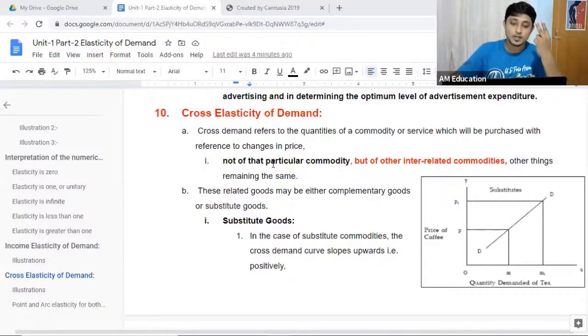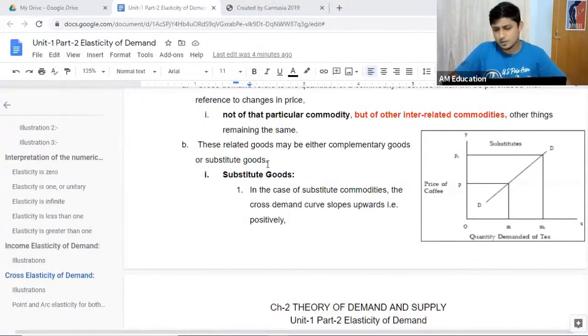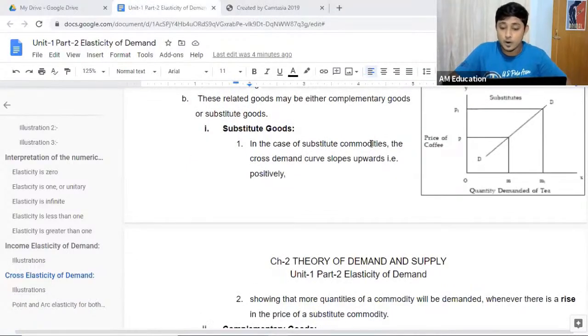And in related goods, there are two things. What is the first thing? Substitute goods. These related goods may either be complementary goods or substitute goods. In case of substitute commodities, the cross demand curve slopes upwards, that is, positively. The cross demand curve, demand for tea and price of coffee, the price of the substitute. So in the case of the relation between a product and its substitute, the demand curve will be positive, saying that if the price of coffee is increasing, the demand of tea will be increasing, because demand for coffee will decrease. When the price of coffee is increasing, demand for coffee will decrease, no.